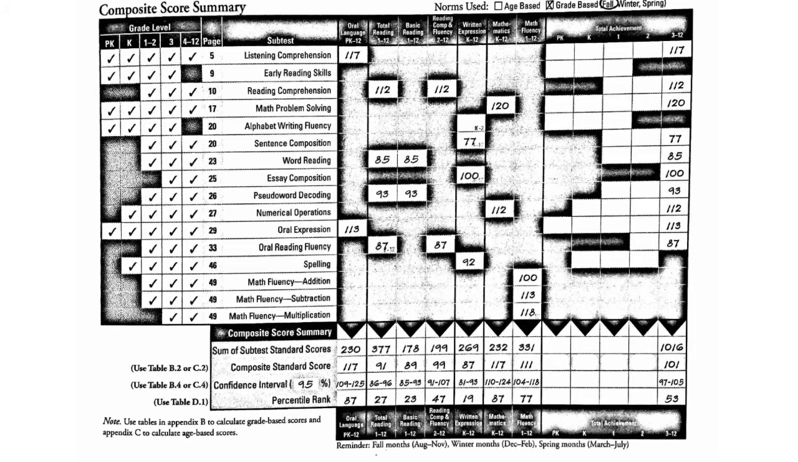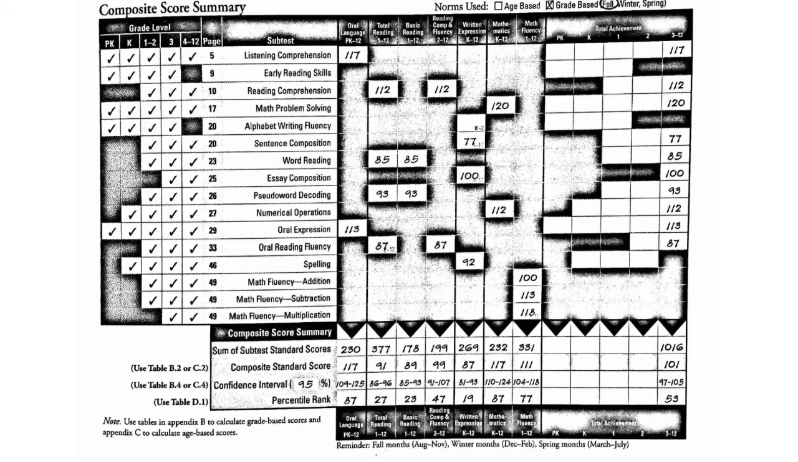Whereas math fluency and multiplication and listening comprehension are both more than one standard deviation above the mean. Those are areas of strength for the student. You can also see scores like reading comprehension, math fluency and subtraction, and oral expression, which approach that one standard deviation above the mean threshold. So pretty much the student did average to above average on this test, with the exception of sentence composition, which was below average.